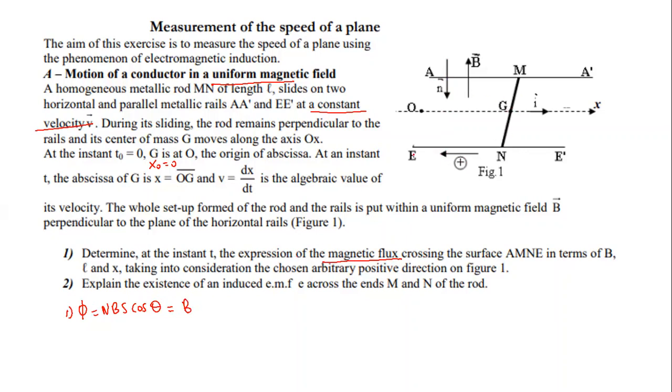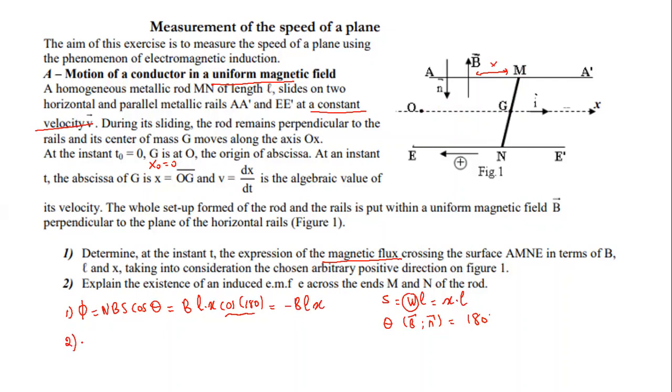The surface of a rectangle is width times length. If you notice, the width itself is x, and the length is MN, so it's L. So we get x times L. The angle theta is the angle between B and N, which are in opposite directions, so it's equal to 180 degrees. The answer becomes B times L times x times cosine 180, which is minus 1. Then we get phi equals minus B L x.